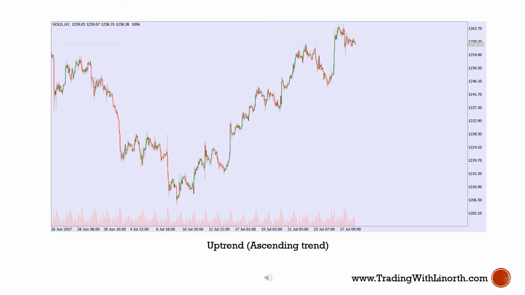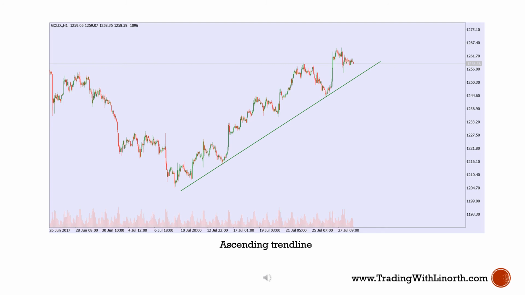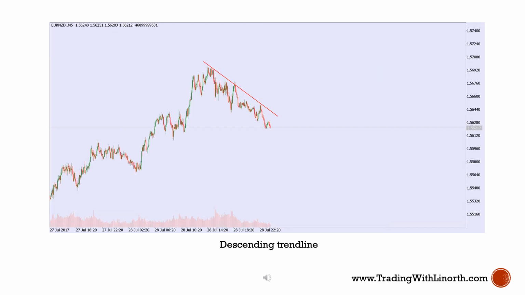So what should we do next? We should draw the trend line. Okay, and how should we do that? It's very easy actually. A trend line is just a line that shows the direction of the trend. So depending on what type of trend you have, you either draw a line below the price movements or above them. In an uptrend, all you need to do is to draw a line which connects all the major lows of the trend. And in a downtrend, you would do the opposite, which is connecting the highs of the trend.